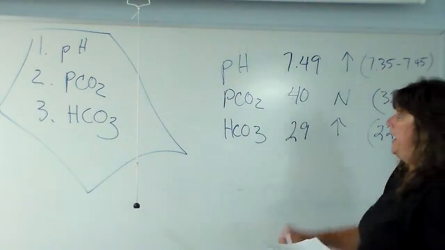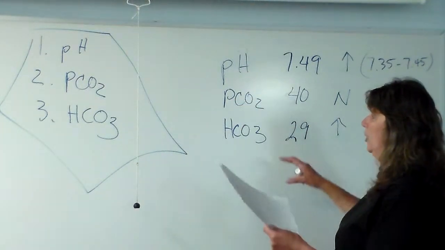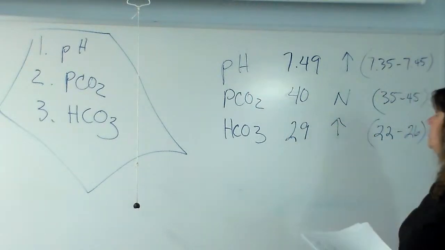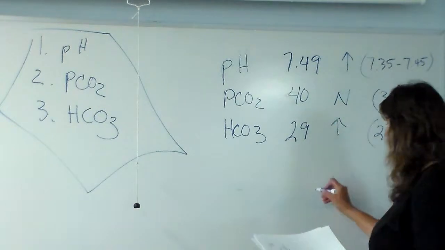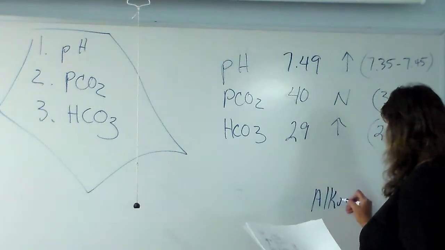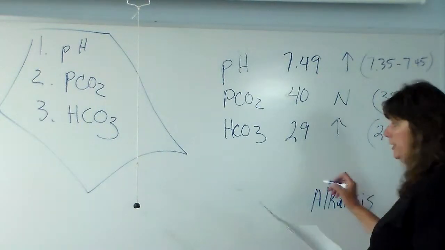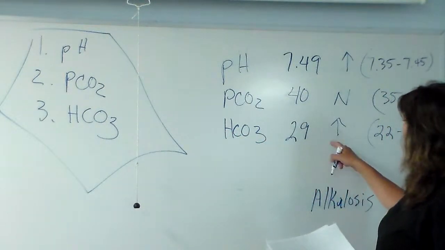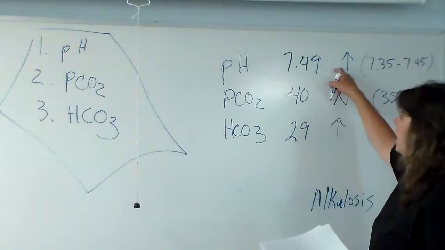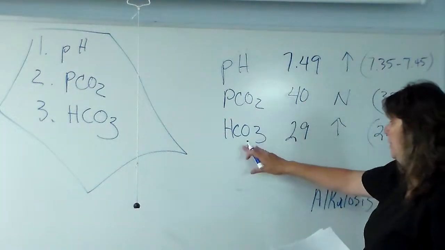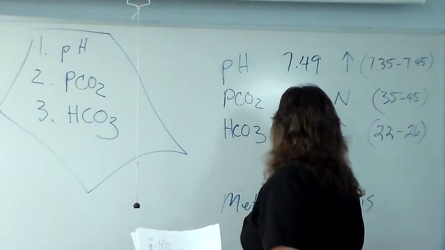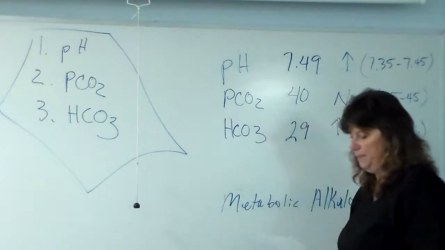So if I look at my acronym, my arrows should be opposite, but they're not if it's going to be respiratory. First of all, I know this is alkalosis, so that's half the battle, right? I know half of it. Metabolic equal. Both of those arrows are going up. Metabolic. Okay? All right.